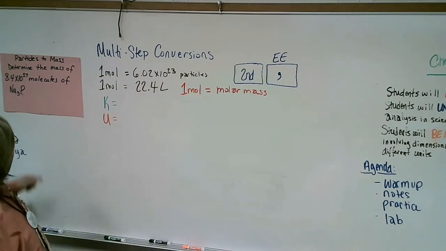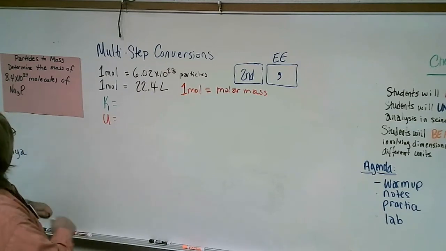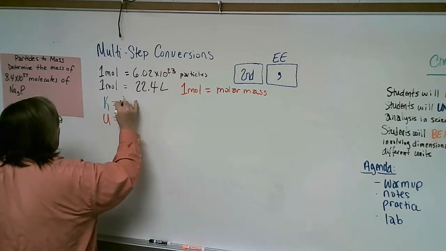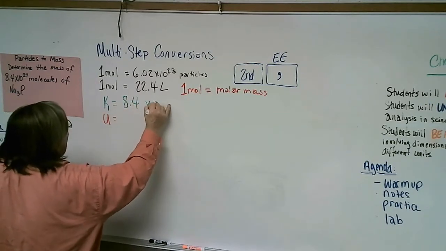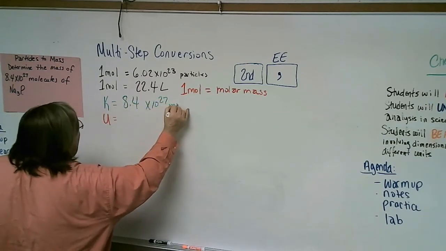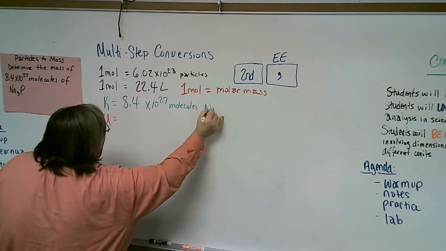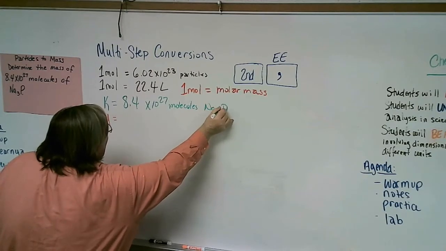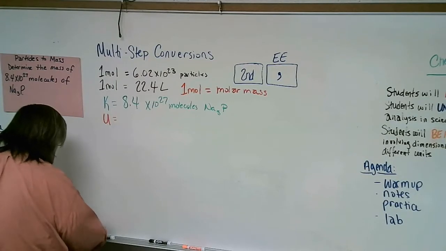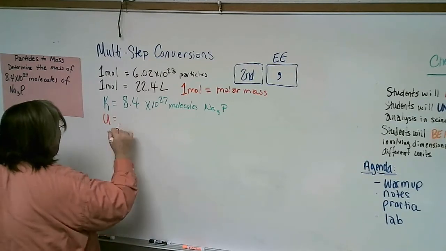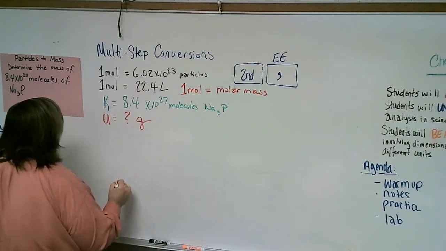So we are going to write down our known, which is 8.4 times 10 to the 27 molecules of Na3P. And we are looking for the mass in grams.